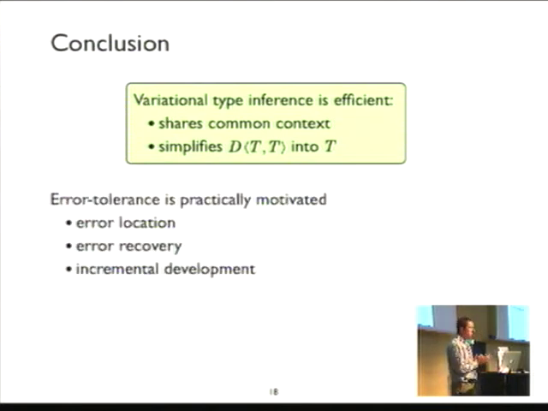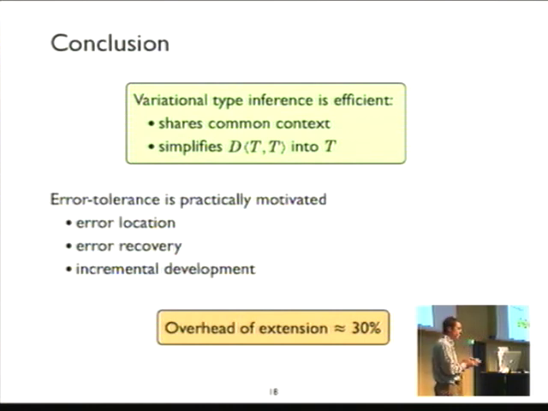The extension that I described here, again, is practically motivated by these three concerns. We want to know which variants have type errors. We want to be able to find all of the type errors in a program, and we want to be able to allow developers to work on some type variants without having completed the other variants. And the overhead of this extension we determined experimentally to be about 30%.